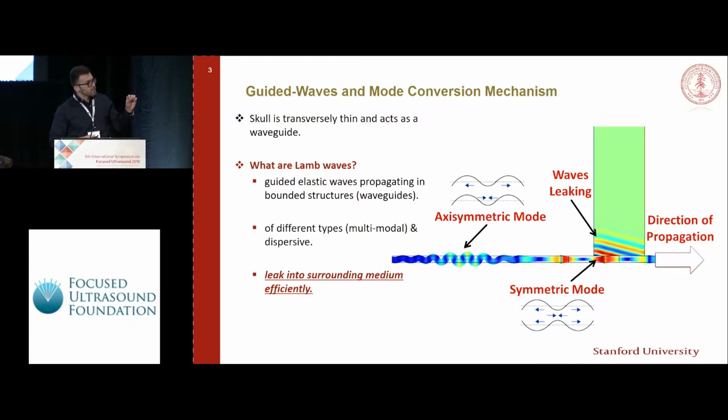Lamb waves have different features. They are multimodal, meaning they come in different types. In this figure, you can see they are categorized based on displacement, and these are what we call modes. There are different types that you can excite, depending on how you excite them. They are also dispersed, meaning the speed of propagation is a function of frequency and mode type. Another interesting feature is that they can leak efficiently: if you put them in the neighborhood of a dense domain, such as a fluid or tissue, they can leak. That's what is indicated in the figure.